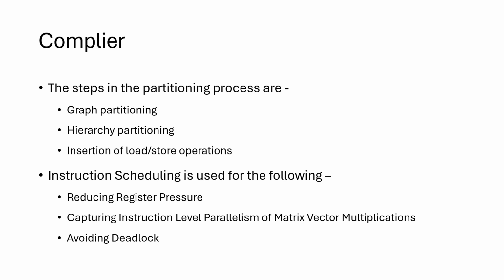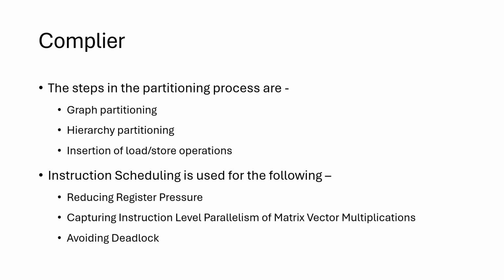Next is the compiler. It is not scalable to write different code for each core or tile in each input set. That's what the compiler does. The steps in the partitioning process, which is the first step for the compiler, are graph partitioning, where the compiler divides tensors into tiles the size of one matrix vector multiplication unit. Next is hierarchy partitioning. The priority groups matrix vector multiplication units that feed into the same outputs together.